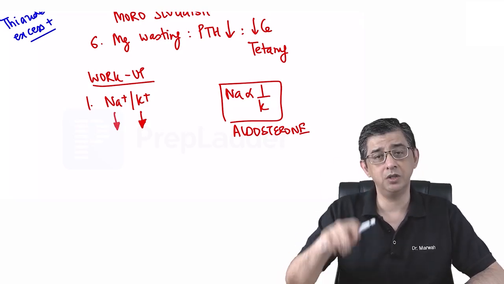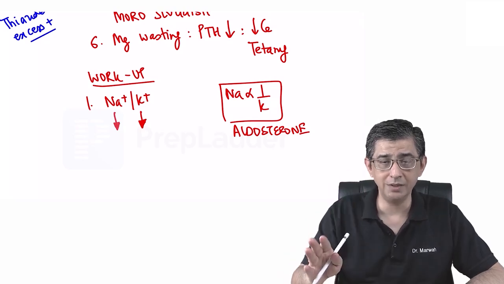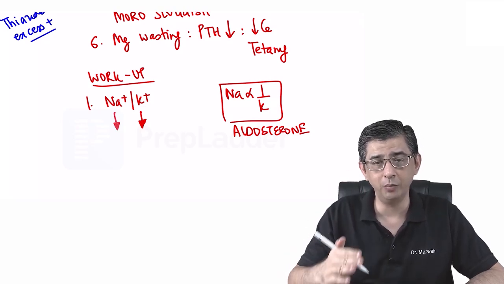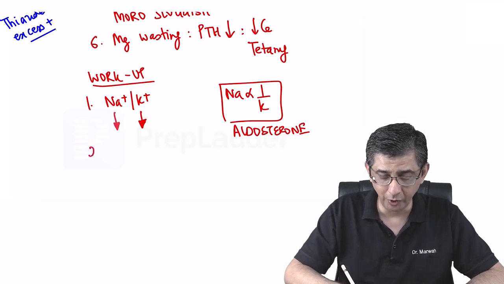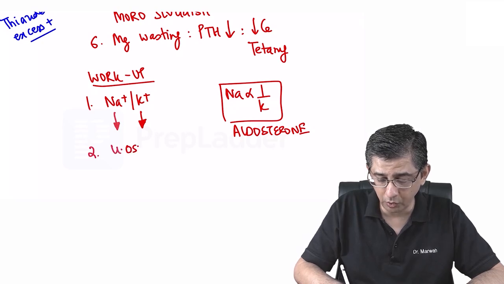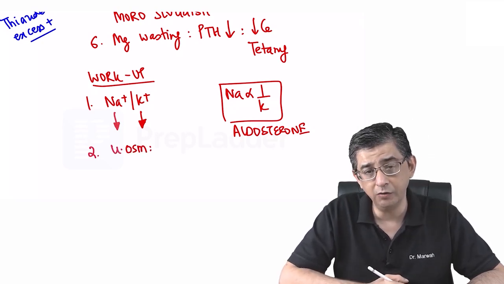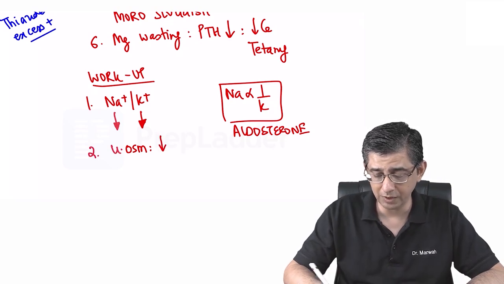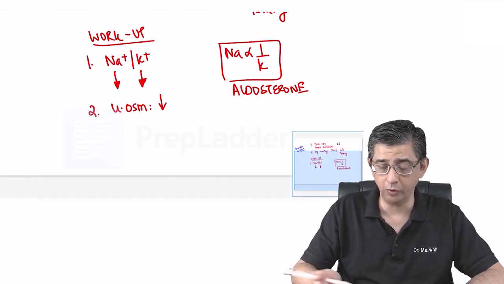But if sodium and potassium both are going down, that implies that the problem lies in the tubules of the kidney. So that's one important observation I want you to remember. And then I will also check for the urine osmolality of this patient, and I will notice that the urine osmolality will be lesser, primarily because there would be a lot of water loss.